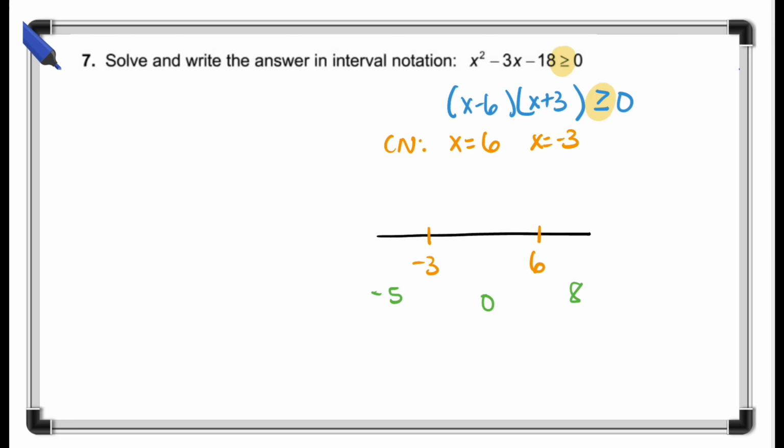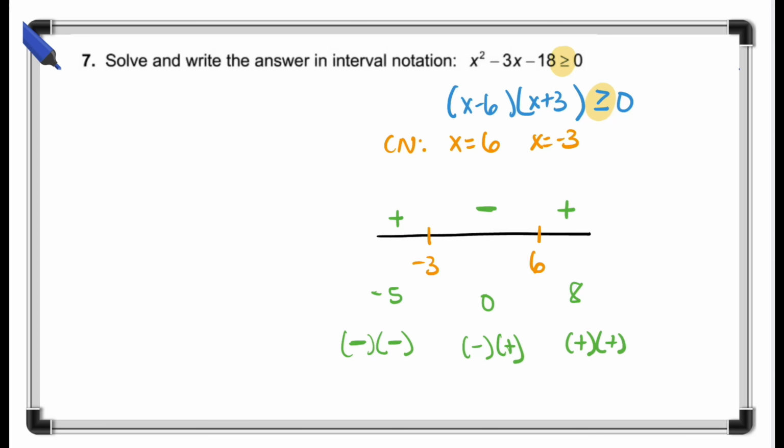So what we're going to do is take -5 and plug it in and see what I get. -5 minus 6 is going to be a negative answer, and my negative answer times -5 plus 3 is again a negative answer. So negative times negative is a positive. If I plug in 0, 0 minus 6 is a negative answer, and then 0 plus 3 is a positive answer. So I'd get a negative. And 8 minus 6 is a positive answer, and 8 plus 3 is again a positive answer, so then I would get a plus.